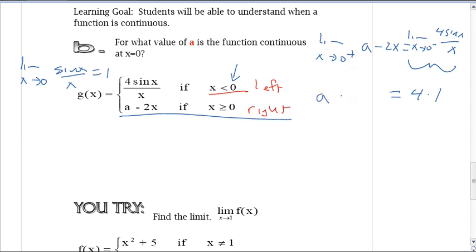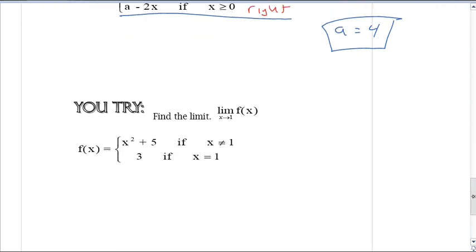On the left side, you just evaluate. You get a minus 2 times 0. Now if you're wondering why I'm not evaluating the a, well, x approaches 0, so that's what I'm evaluating, the x value. So you get a is equal to 4, and you're done. Basically, if you want this function g of x to be continuous, you'd have to put a 4 in for a. All right, looking great.